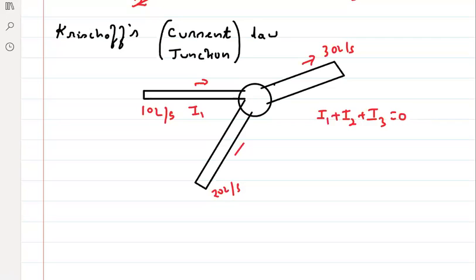So when you talk about Kirchhoff's junction law, I can say that the net sum of all the currents at the junction should be 0. Net current at the junction should be 0. That is your Kirchhoff's junction law. Easy to understand? Yes or no?